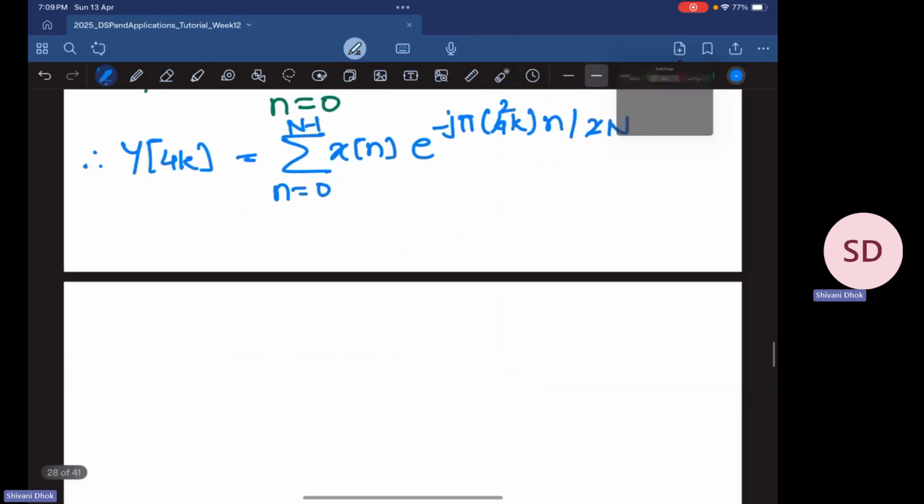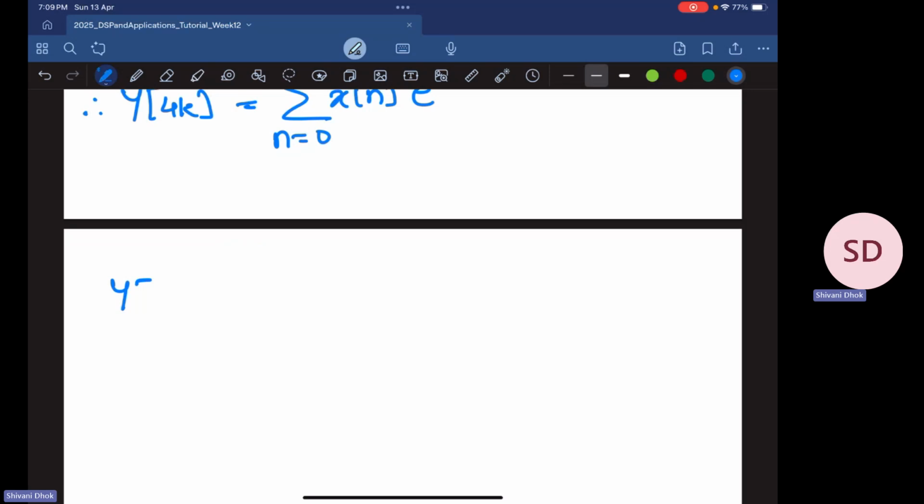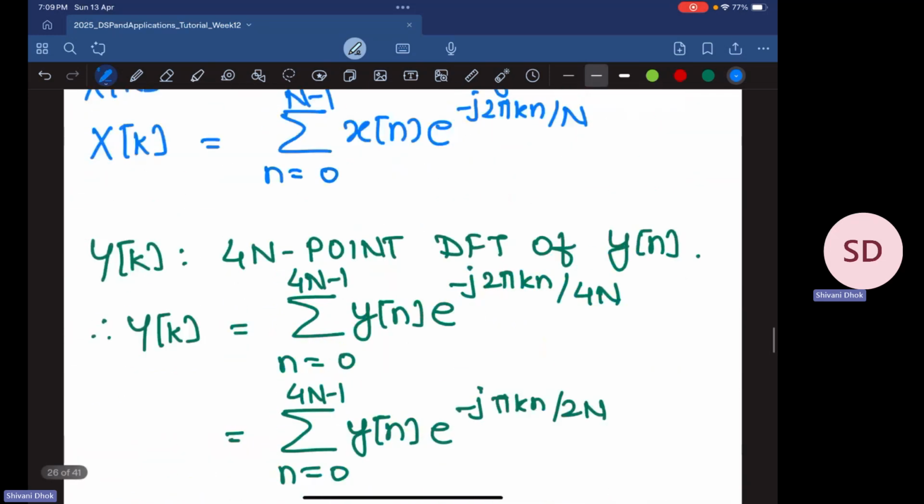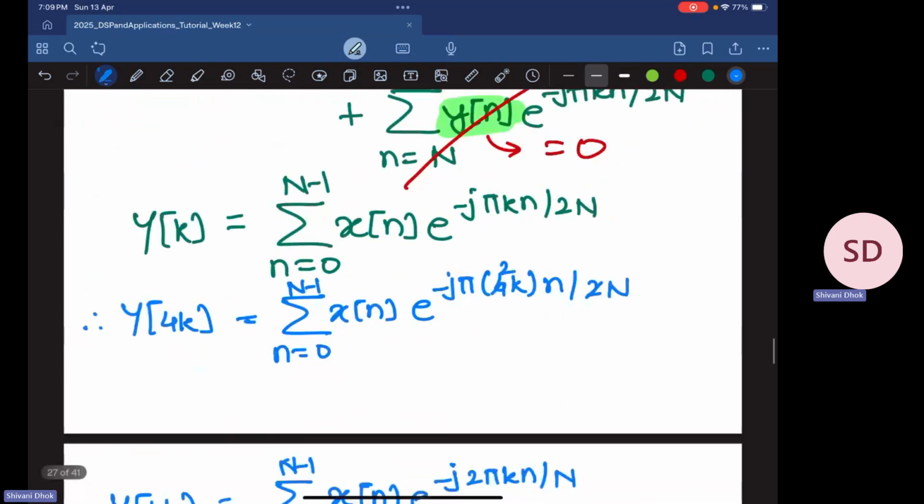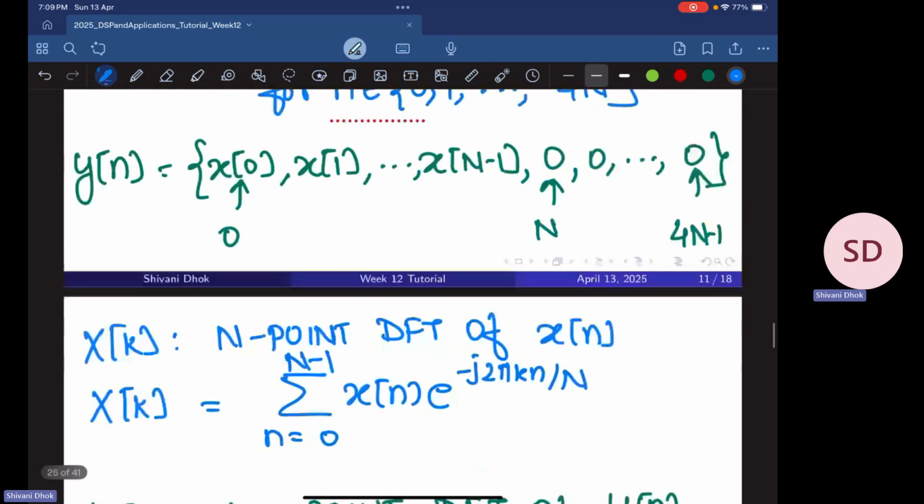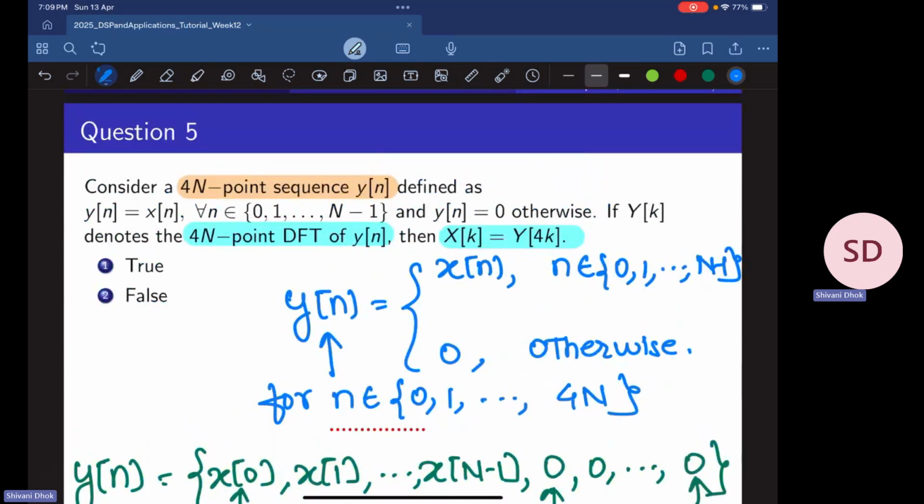So now what we have is y of 4k equal to summation n equal to 0 to N minus 1 x of n into e power minus j 2 pi k n by N. And if you observe, this is exactly the same equation as X of k. So we get X of k is equal to y of 4k. Therefore this statement is true. Any questions till this point?